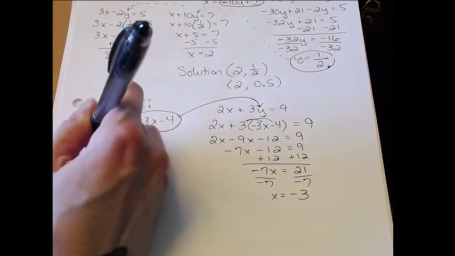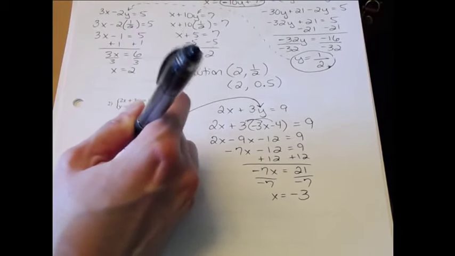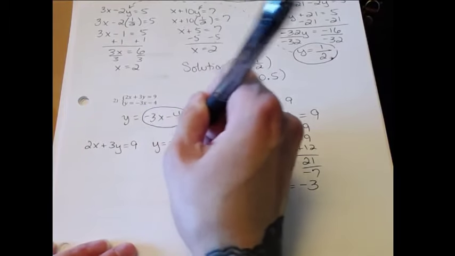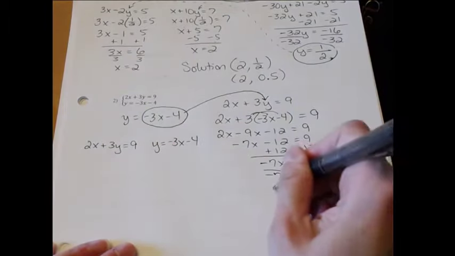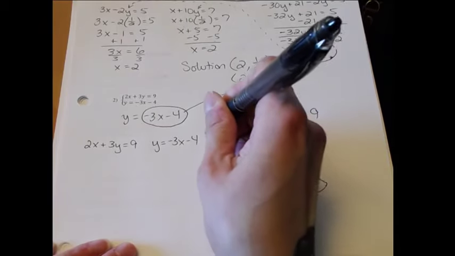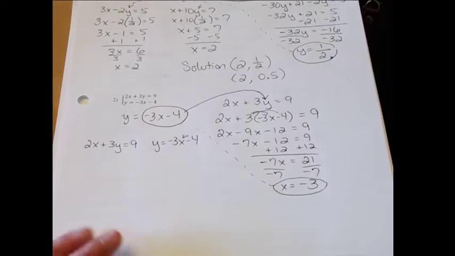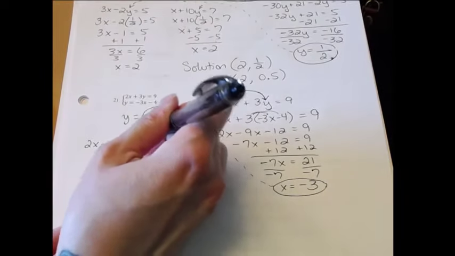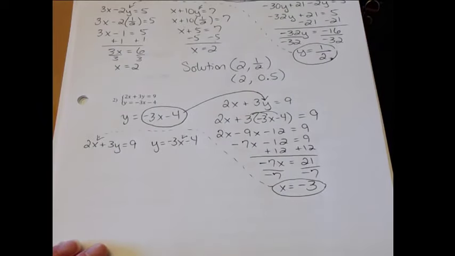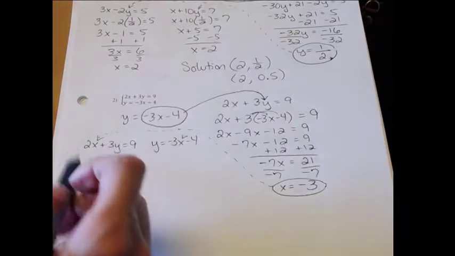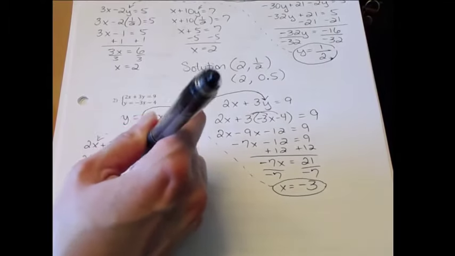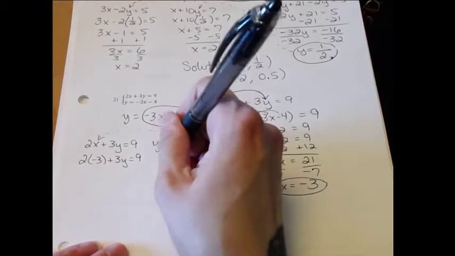So we have 2x plus 3y is equal to 9. And our second equation is y is equal to negative 3x minus 4. Well, I know that x is negative 3. So I'm going to replace x with negative 3, and replace x with negative 3. You like my dotted lines? I hope so. So replace x with negative 3 for both of these, and let's solve it.